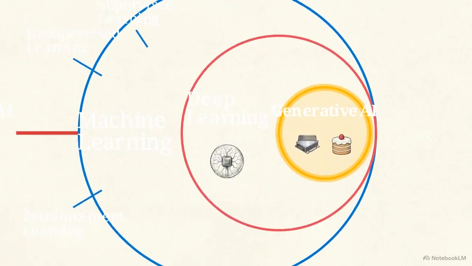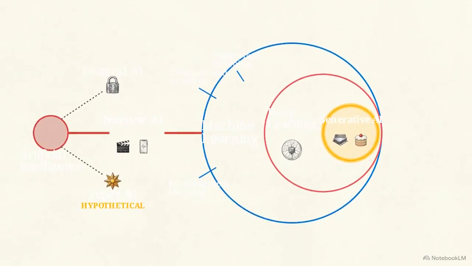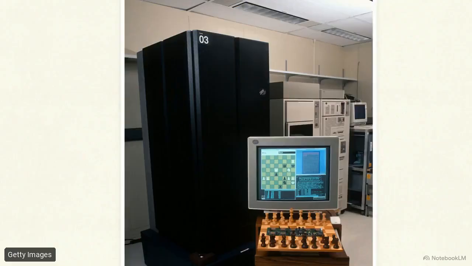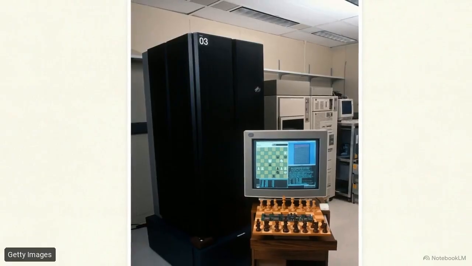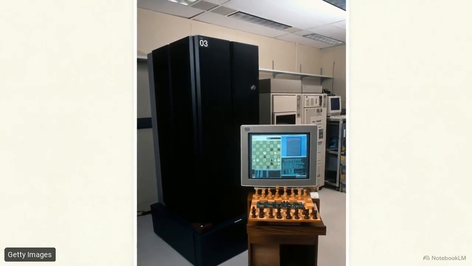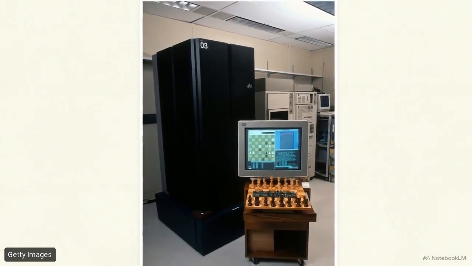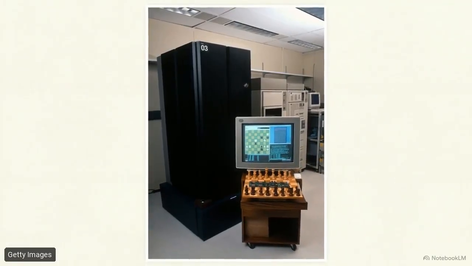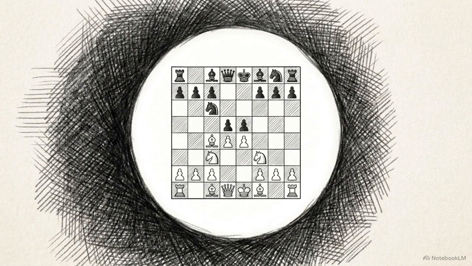Pulling the camera all the way back shows us the full map we have just built. The oldest tools on this map were machines that simply lived in the moment. Systems like IBM's Deep Blue could beat a human at chess, but they had no memory of past games. They only saw the board as it existed right then.